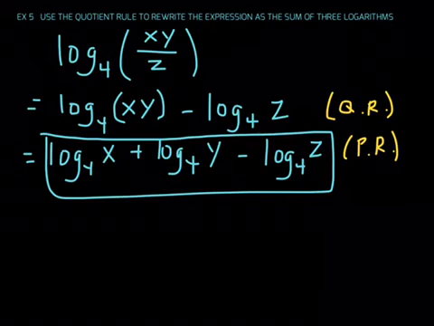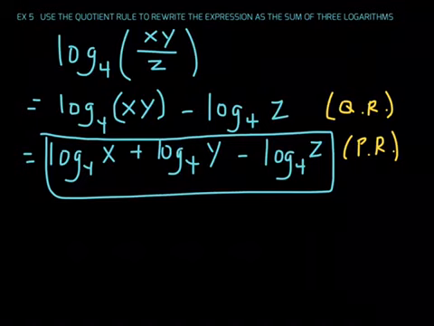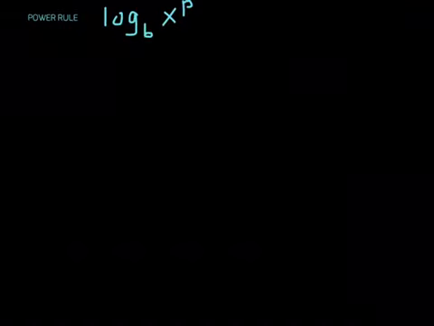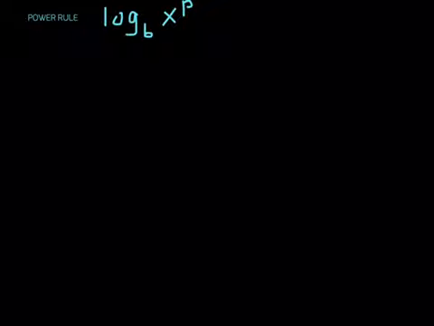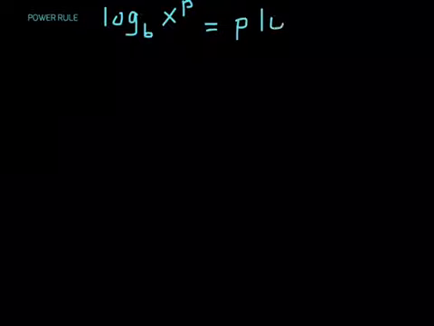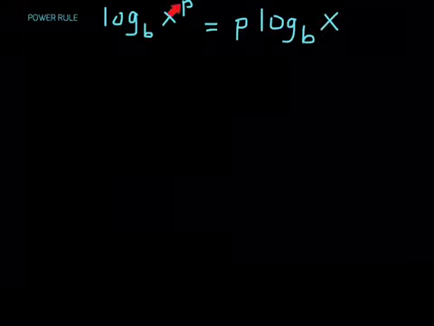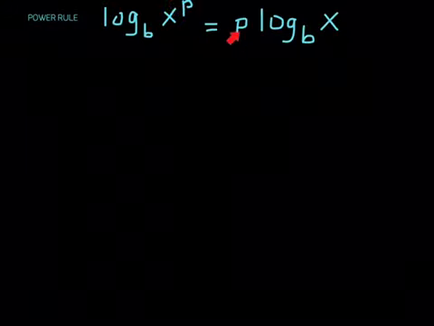We'll go to the last rule for this section, which is the power rule. The power rule says that if you are taking the logarithm, log base b, of an exponential expression like x to the power p, log base b of x to the power p, x to the power p is an exponential expression. The power rule says you can rewrite this as p times log base b of x. So basically, guys, the power can come down to the front. The power comes down to the front, okay? This is the power rule.